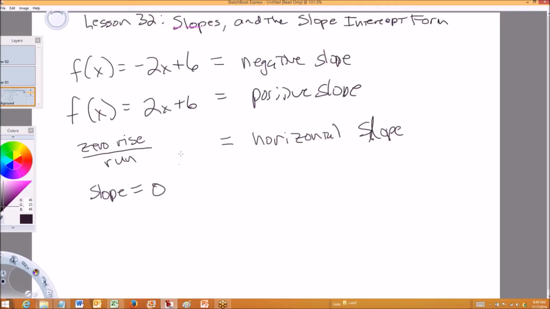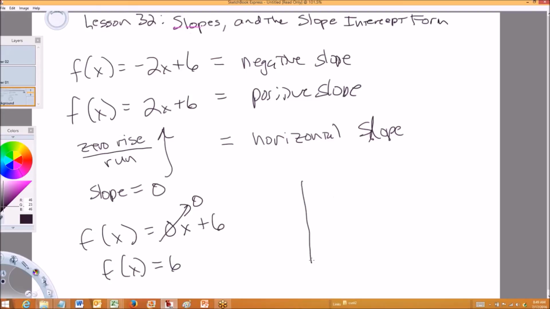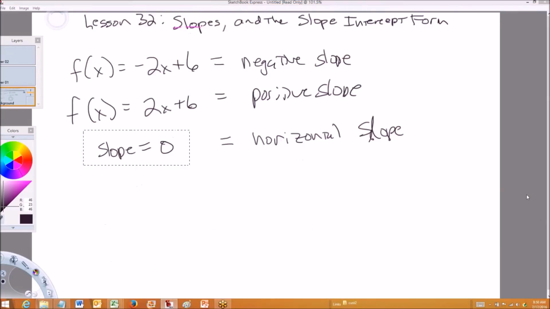So if slope is 0 and we plug it into our slope-intercept form, that goes to 0, and effectively f of x equals 6. And that's the resulting graph. I've just cleaned up and rearranged.